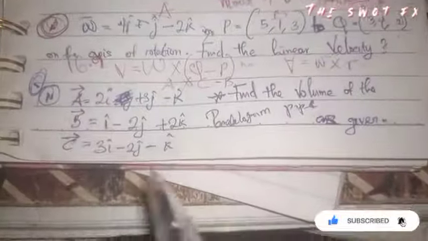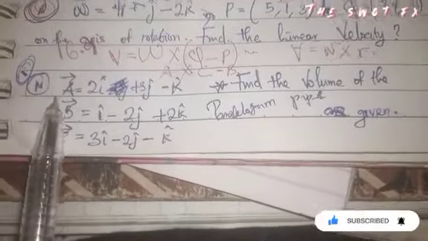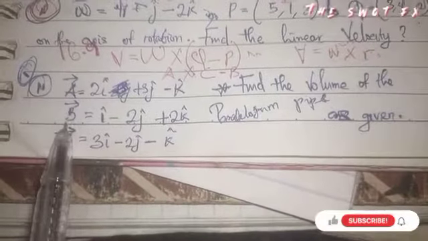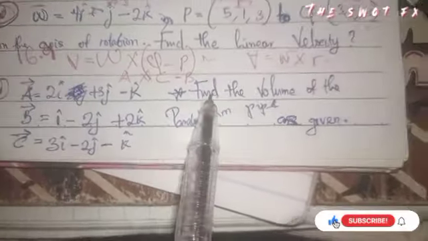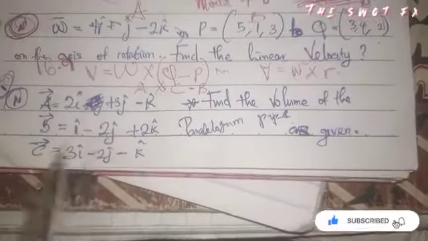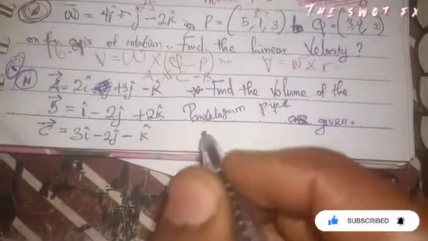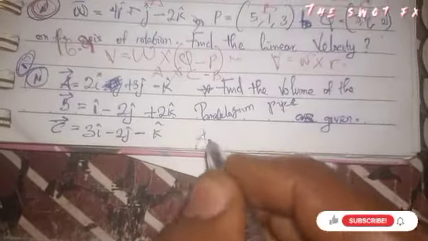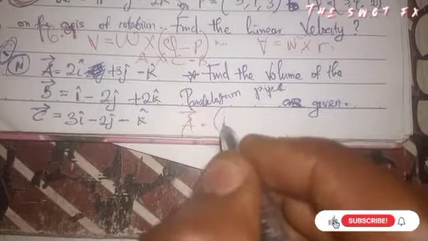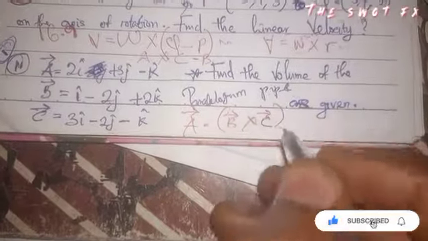Our first question here, I've given the question before in the last class, so you can also check the last class for those questions. The first question says, this is the first vector, this is the second vector, this is the third vector, and find the volume of the parallelopiped as given. So we want to find the volume of the parallelopiped, meaning the formula we'll be making use of is A dot B cross C. So very simple.